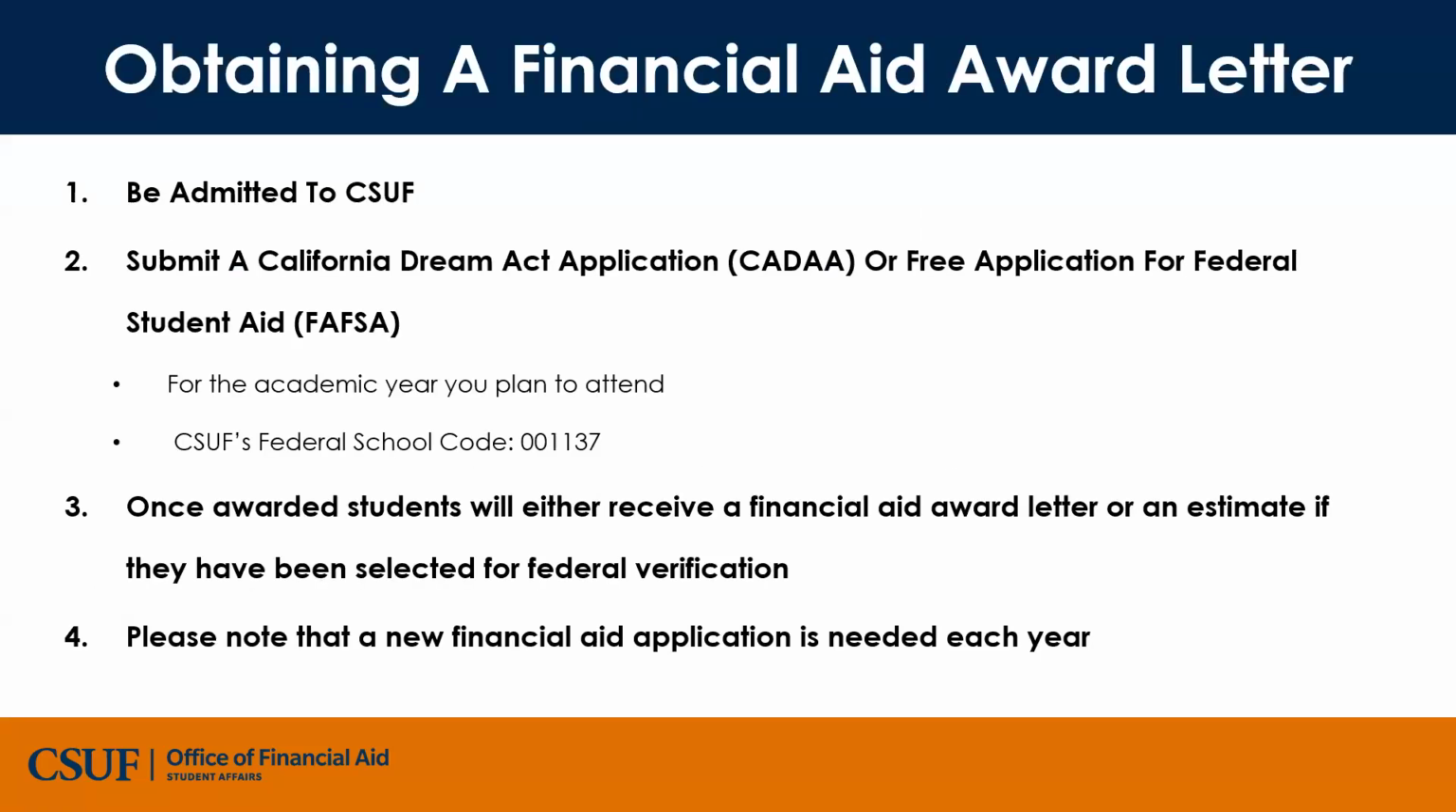So let us begin. How to obtain a financial aid award letter. The first step is to be admitted to Cal State Fullerton, and submit a California Dream Act application, CADA, or a Free Application for Federal Student Aid, known as a FAFSA, for the academic year you plan to attend. Please keep in mind that Cal State Fullerton's federal school code is 001137. Once awarded, students will either receive a financial aid award letter or an estimate if they have been selected for federal verification. Please note that a new financial aid application is needed each year in order to be considered for financial aid.